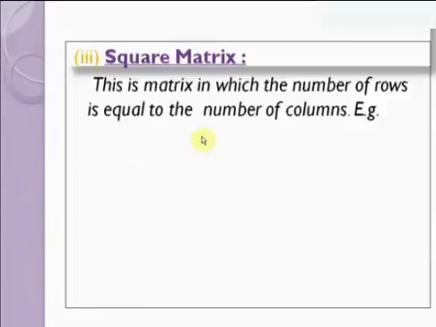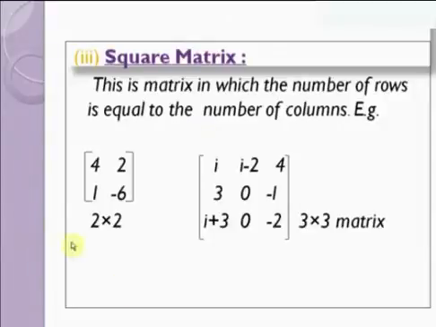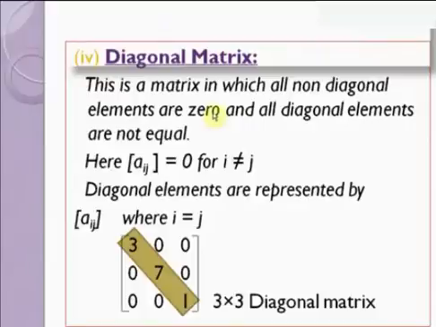This is a matrix in which the number of rows is equal to the number of columns. For example, this is a 2 cross 2 matrix. Here what we see is it has got 2 rows and it has got 2 columns. So the number of rows is equal to the number of columns, and that is equal to 2. Similarly, this is a 3 cross 3 matrix having 3 rows and 3 columns. So again, a matrix in which the number of rows is equal to the number of columns is a square matrix. Now what is a diagonal matrix?